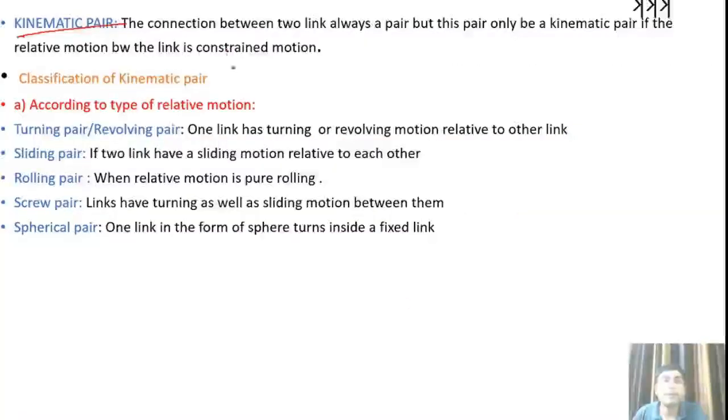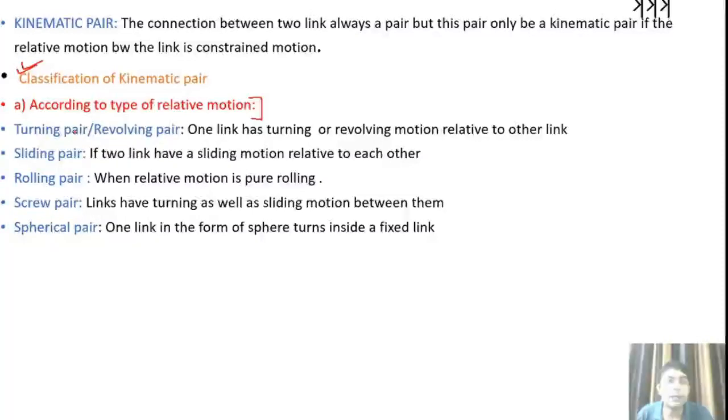Now, kinematic pair. A connection between two links is always a pair. But this pair can only be a kinematic pair if the relative motion between the links is a constant motion. Now, what is constant motion? Predefined motion. Now we have classification of kinematic pair. Kinematic pairs are classified in different ways. First of all, according to the type of relative motion.